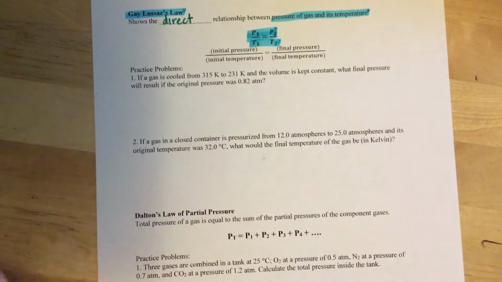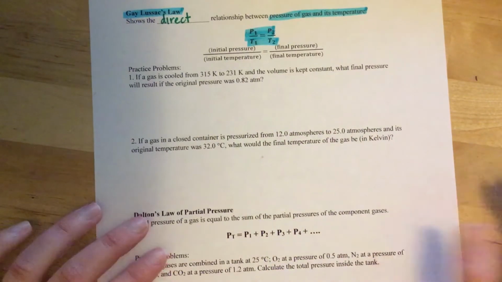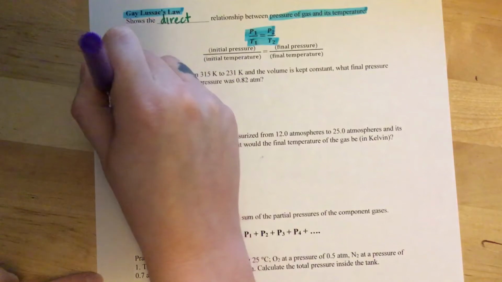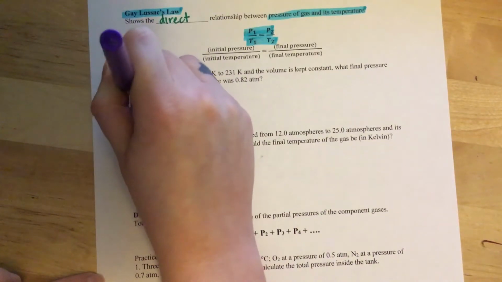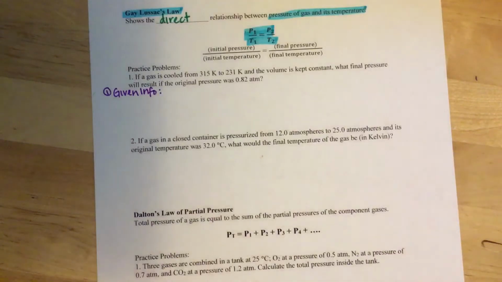The first one says if a gas is cooled from 315 Kelvin to 231 Kelvin and the volume is kept constant, meaning it doesn't change, we don't need to worry about it, what final pressure will result if the original pressure was 0.82 atmospheres? So the first thing I always like to do is write down all of your given information along with whatever variable it is.